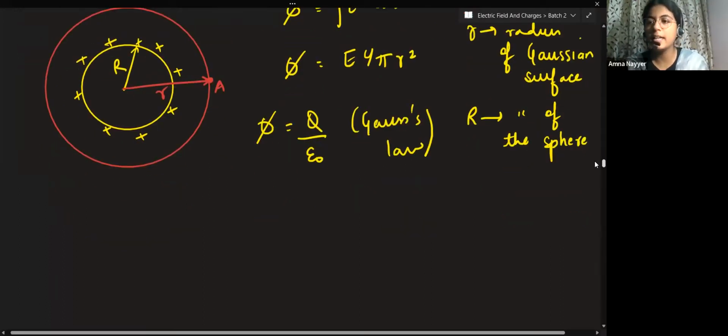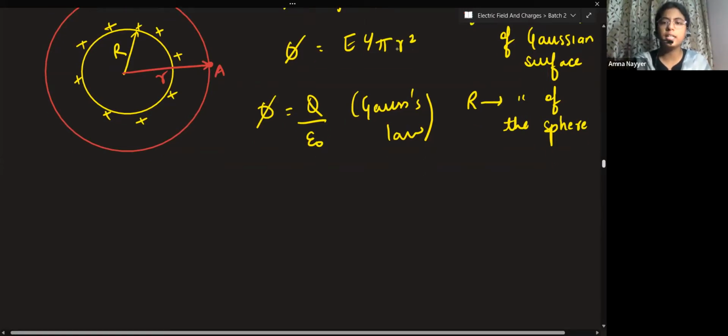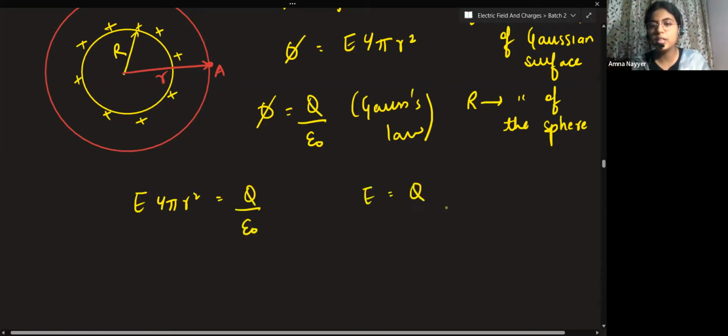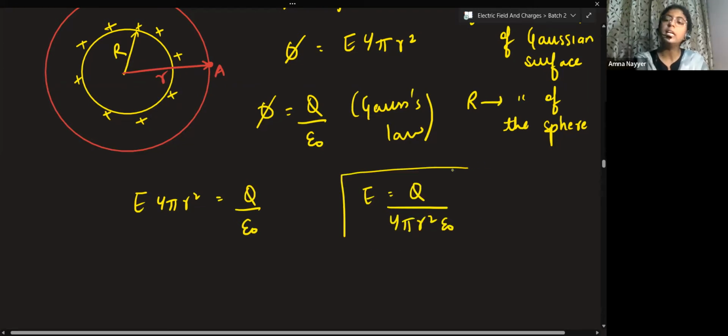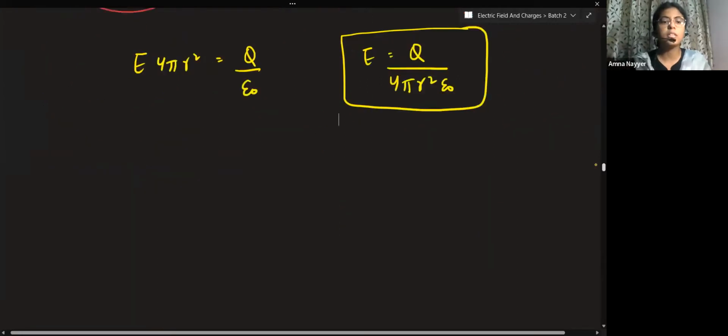Now let us write surface charge density. Let's equate it from here only. E times 4 pi small r square is what? This is capital Q divided by epsilon naught. So electric field is Q divided by 4 pi small r square epsilon naught. You can leave it in this stage also. But if you are provided with surface charge density, sigma, so sigma is what? Sigma is charge per unit area.